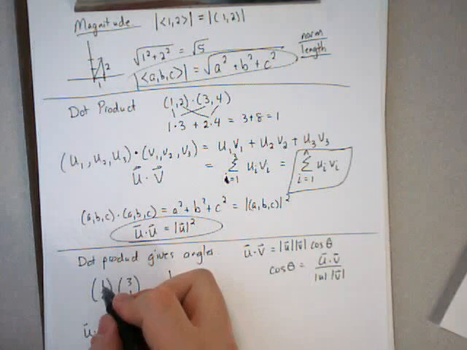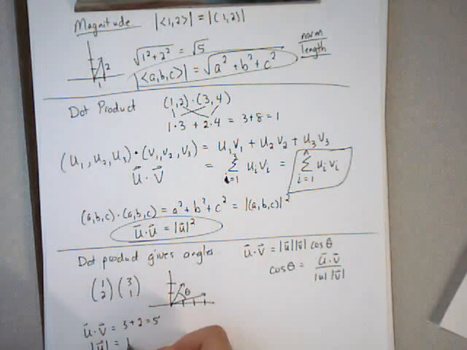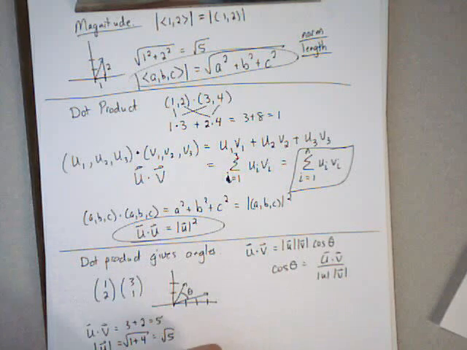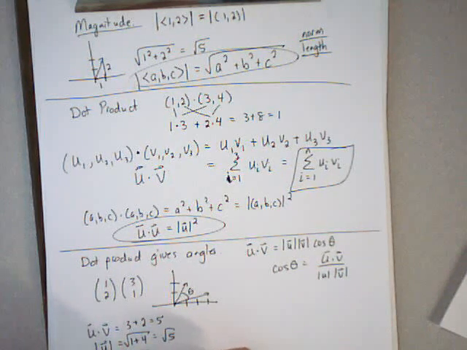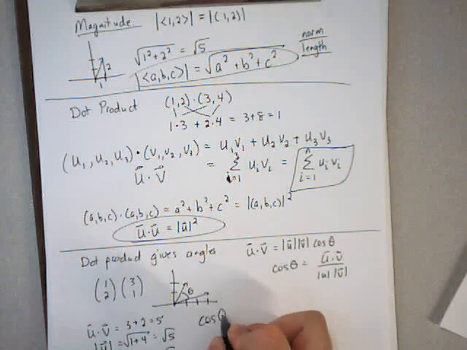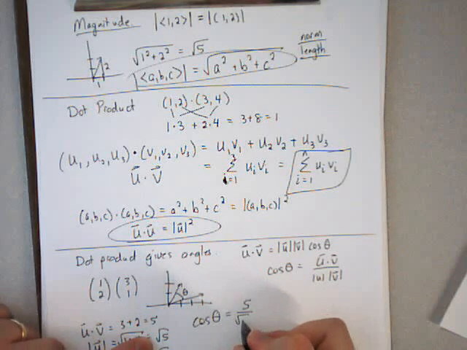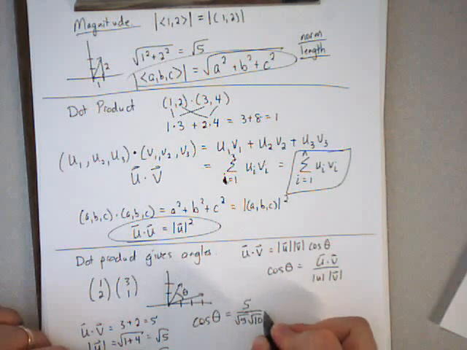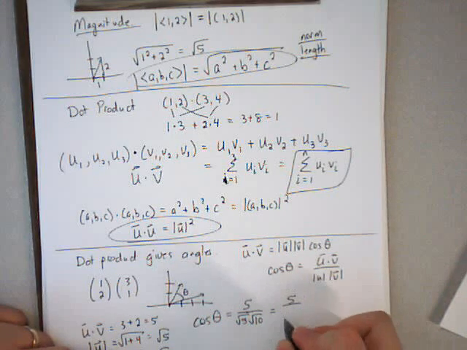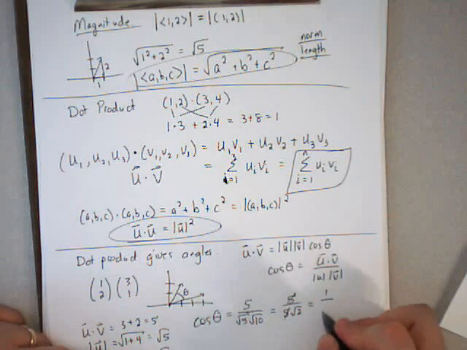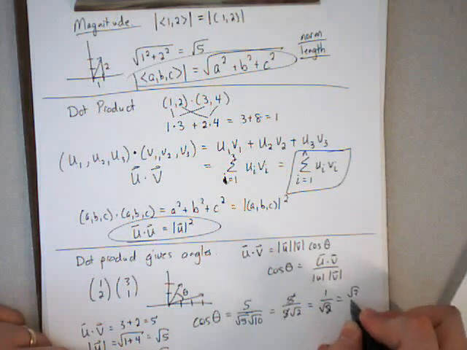The length of u is, let's take 1 times 1 plus 2 times 2, 1 plus 4. I need the square root, so I've got root 5. I also need the length of v. The length of v is 3 times 3, which is 9, plus 1 times 1, which is 1, so that's root 10. I'll now put all of this back into the formula. The cosine of the angle is precisely the dot product, 5, over the magnitude of u times the magnitude of v. Well, that's 5 over the square root of 50, which is the same as 5 over 5 root 2. And so that's 1 over root 2, or root 2 over 2.